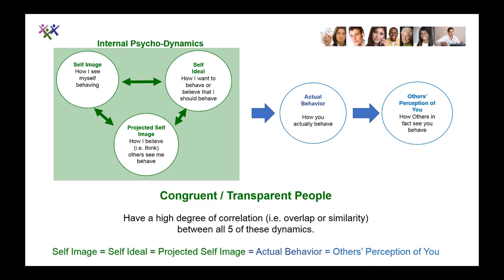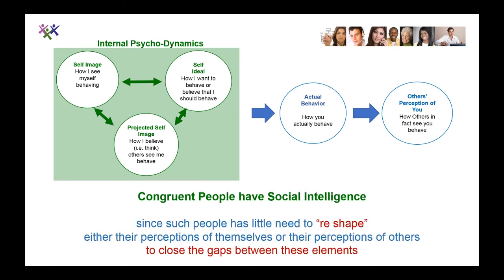So we now have a definition of what it is to be a congruent individual: a high degree of similarity or overlap between these five dynamic systems which make up our identity as humans. Congruent people have what we call social intelligence. They have little need to reshape either their perceptions of themselves or their perceptions of other people to align with or to be consistent with some part of this self-identity system, with their self-image, their self-ideal, their projected self-image, the way they actually behave, or the way others see that behavior.